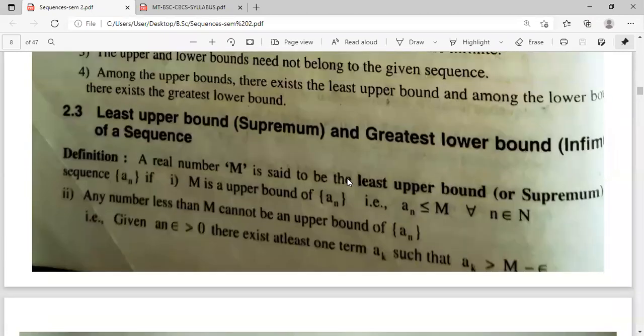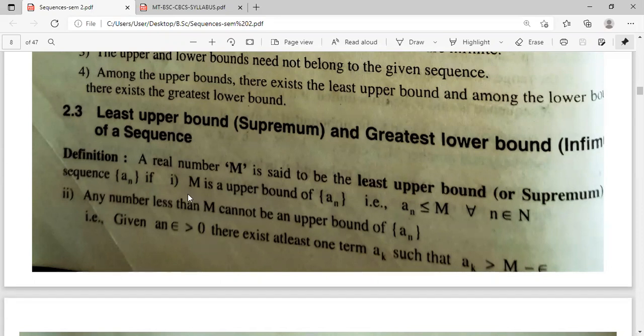Now, least upper bound or supremum, you see the definition. A real number M is said to be the least upper bound or a supremum of the sequence {an}. Whenever you are writing a sequence, you have to write an in the curly brackets. An is the nth term of the sequence, and you have to write that in the curly brackets. That indicates that it is a sequence.